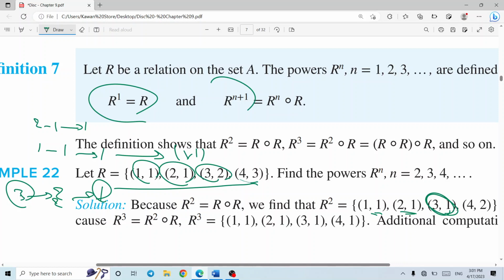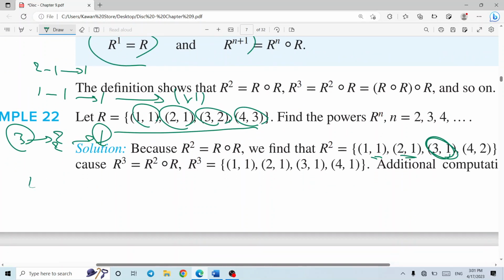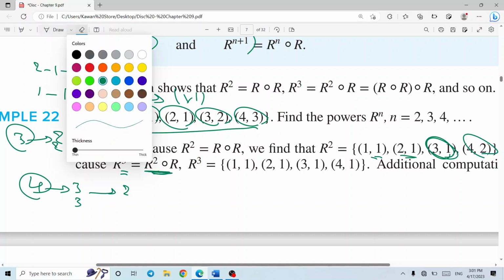Good. Now I have 4 and 3. Look, 4 and 3. And in the same set, I have what? 3 and 2. So I'm going to write what? 4 and 2. Understood? This is R2. How about R3? The same, depending on R2 and R. So now I have this set.